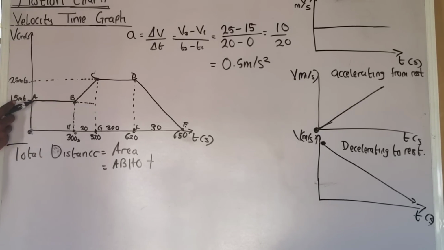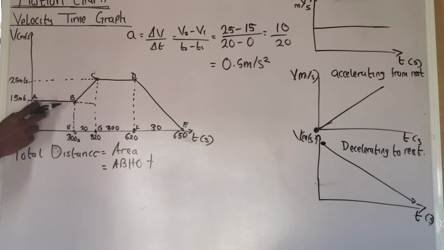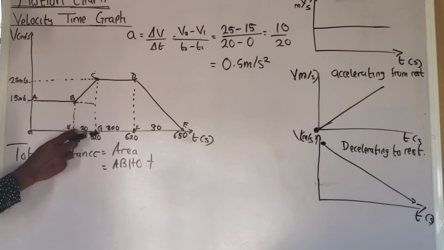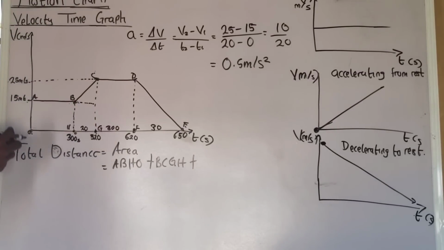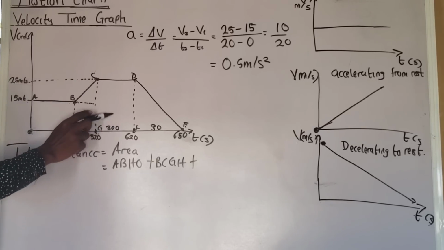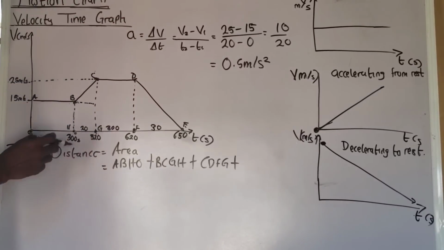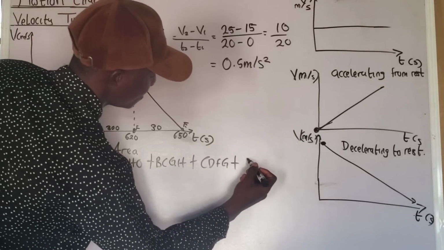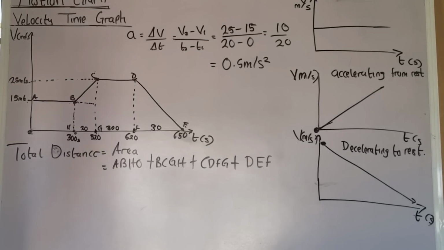Now, the first area here is what? The area of this rectangle, the rectangle ABHO. And the second area is the area of this trapezium, that is area BCGH. Then we add it to another area of this rectangle, that is area CDFG, plus the area of DEF. Do you understand? Now we're going to calculate the area one by one.